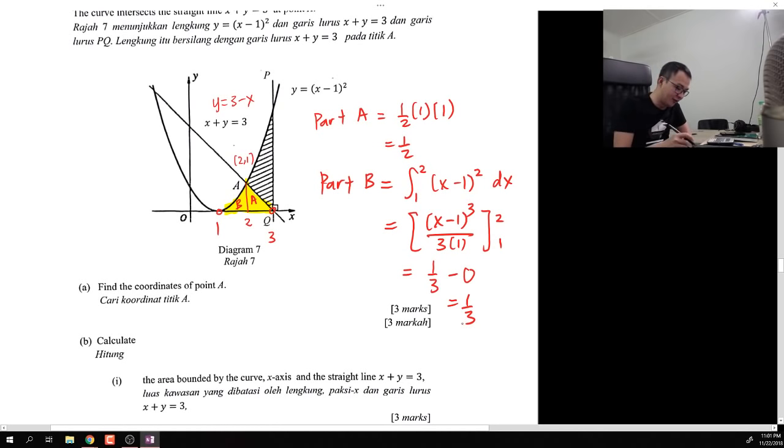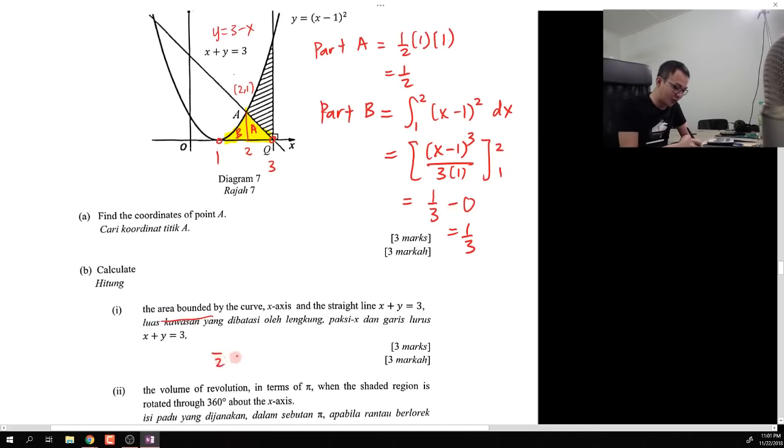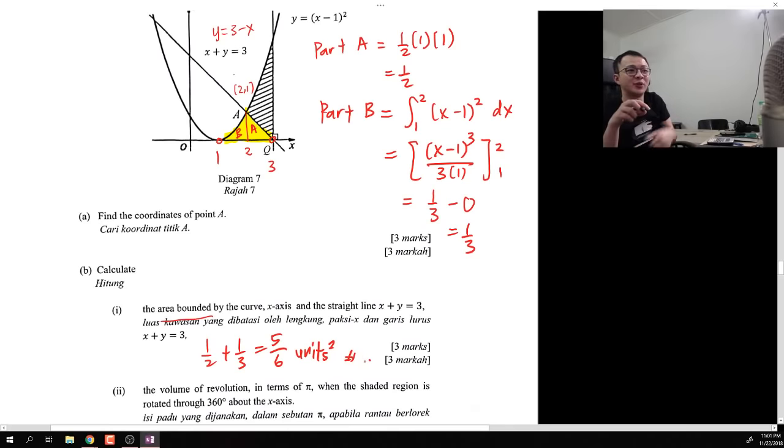So therefore, the area they want to find, you just add both answers together. So this is 1 over 2 plus 1 over 3. So it should be 5 over 6, right? Yeah, you can write 5 over 6 units squared. Alright, so this is how we do this kind of question.